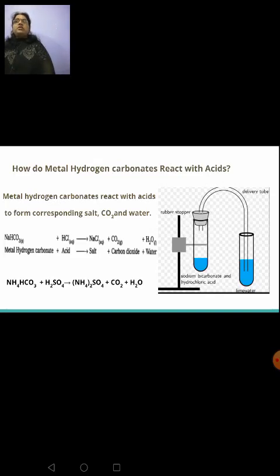Here also to test whether carbon dioxide gas is released, we will be using lime water, right? So when that lime water turns milky, we can say that carbon dioxide gas is produced. So metal hydrogen carbonates, that is bicarbonates, also react with acids to form the corresponding salt. They liberate carbon dioxide gas and form water. One more example I have given here, see ammonium bicarbonate, it reacts with sulfuric acid to form ammonium sulfate, liberates carbon dioxide gas and gives water also. Clear?